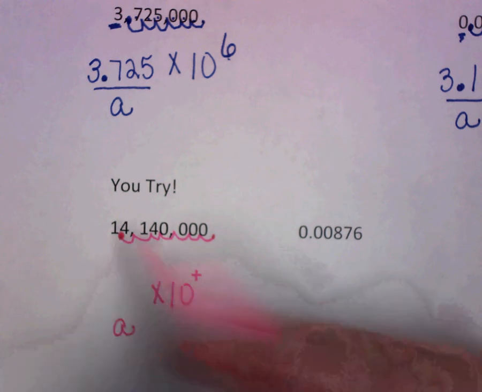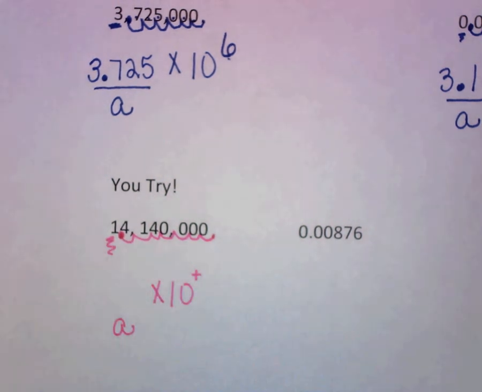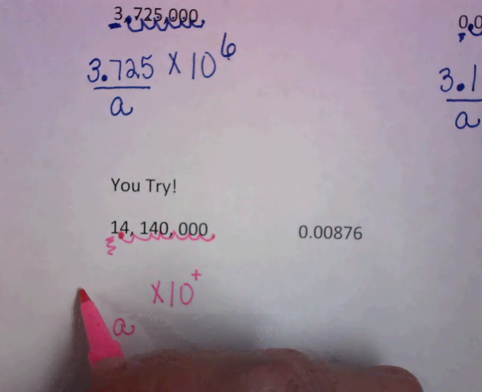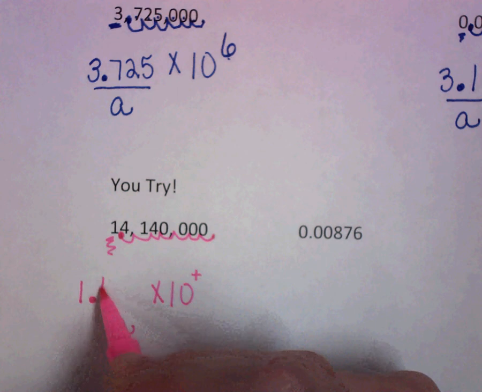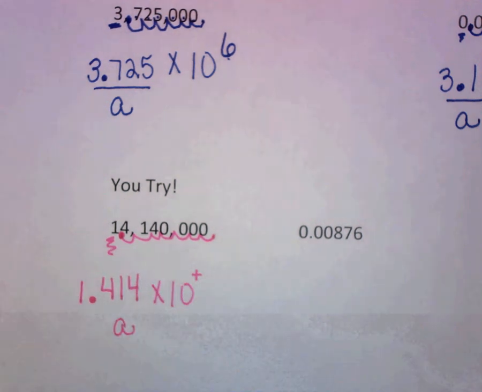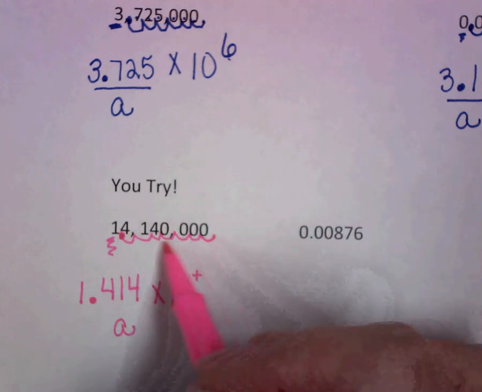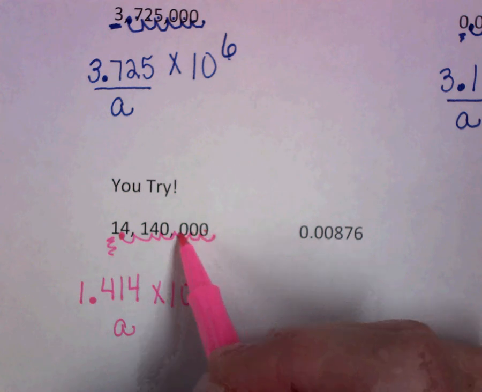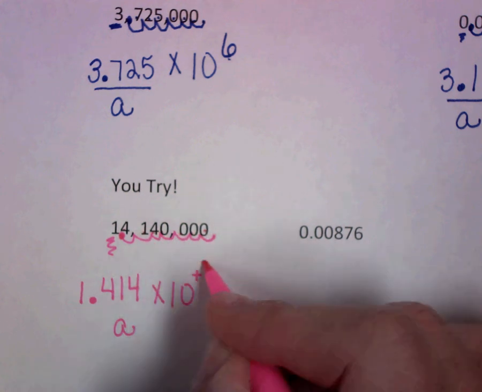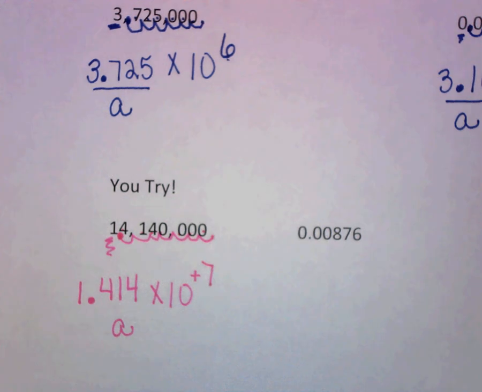We've got to move it right here so only the 1 is in front of the decimal. So we're going to write 1.414. We don't need to write those zeros. We should not write those zeros because the whole point of scientific notation is that we have a really big number and we need to write it smaller. So for our exponent, how many places, how many digits do we have? 1, 2, 3, 4, 5, 6, 7. So it would be 1.414 times 10 to the 7th power.